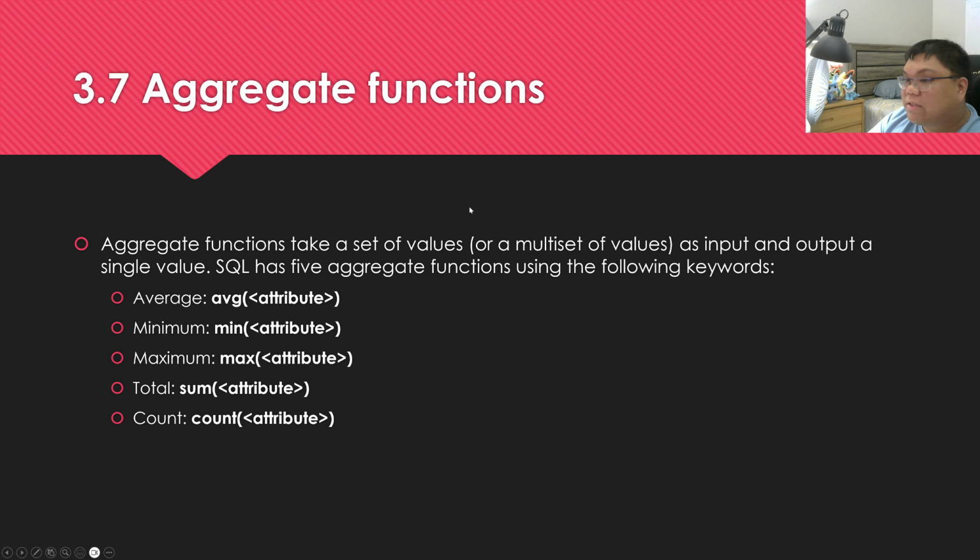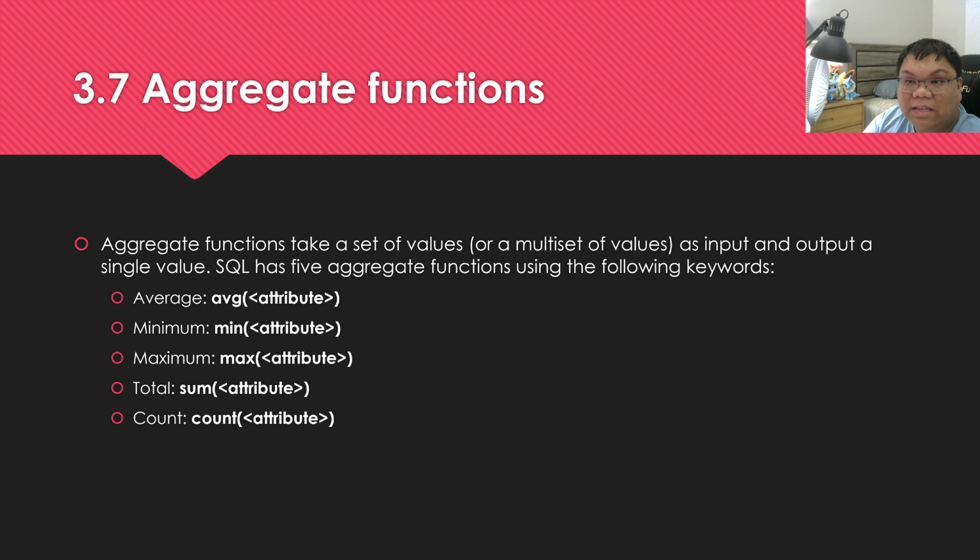Let's look at aggregate functions. Aggregate functions take a set of values as input and output a single value. What's an aggregate function? Well, they're pretty simple to understand. If you take the average of a set of values, that is an aggregate function. Finding the minimum of a set of values, that's also an aggregate function. Same is true for maximum, total, and count.